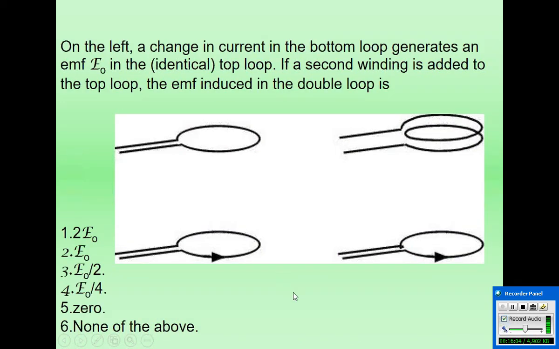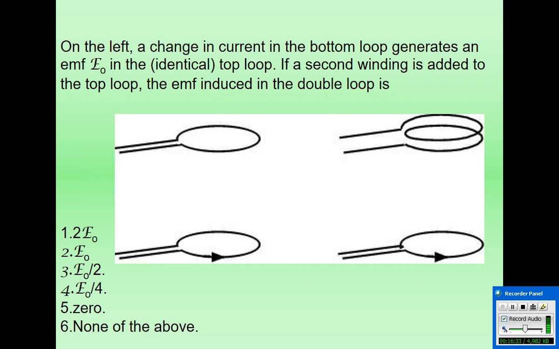Take a look at this conceptual question. On the lower left, we have a loop that is carrying a current, and you can see the direction of the current. Above it is another loop, and this loop is not carrying any current at all. On the right-hand side, we have the same loop in the lower right carrying the current, but now the loop above it is doubled up.